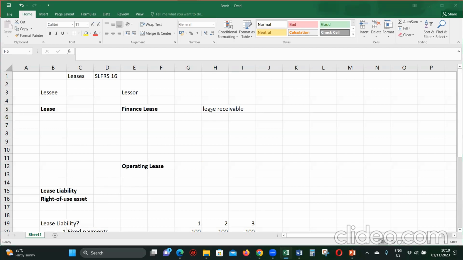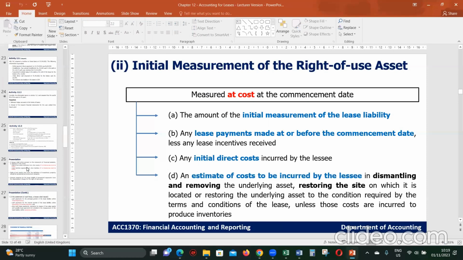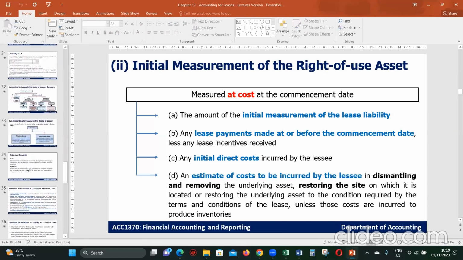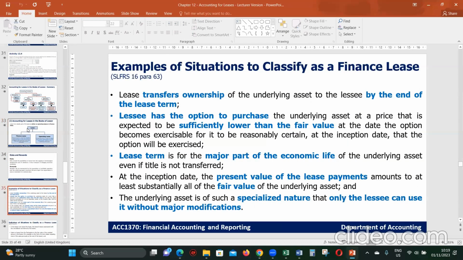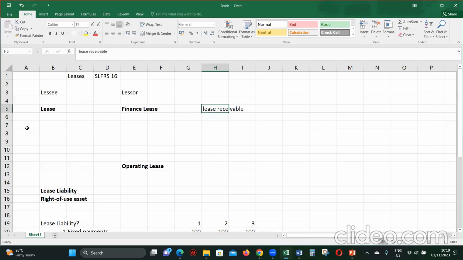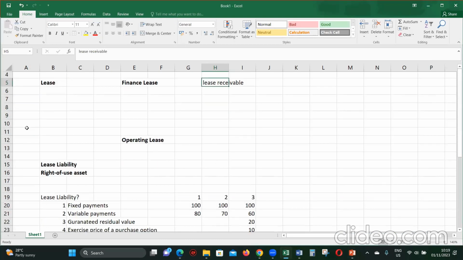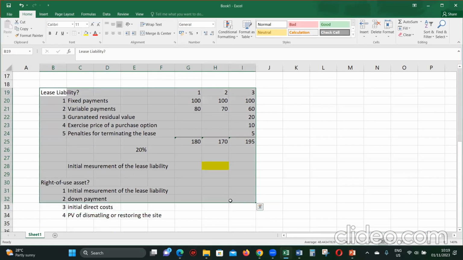Likewise, you need to remember there are things to recognize and measure coming under lessee and lessor. Okay, so now I have gone through the important things. Now we'll discuss how to do questions, by looking at the summarized version, how to do the questions.